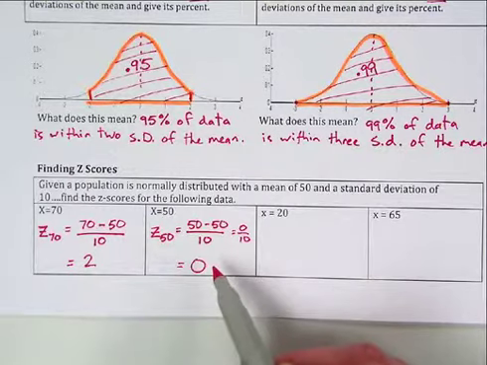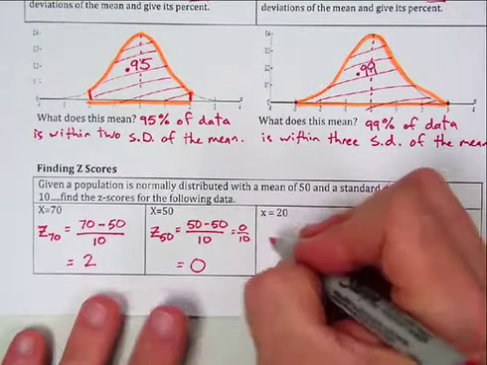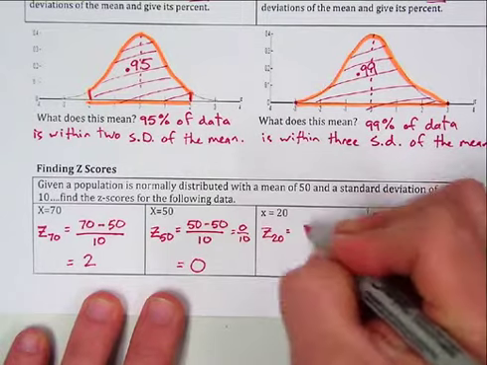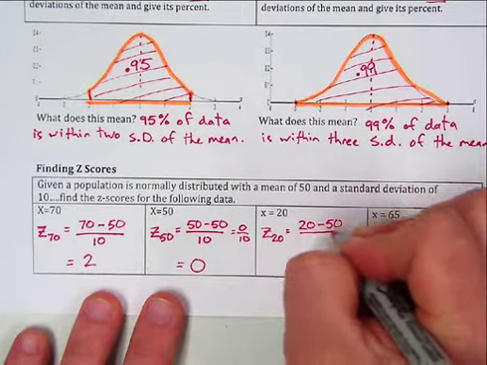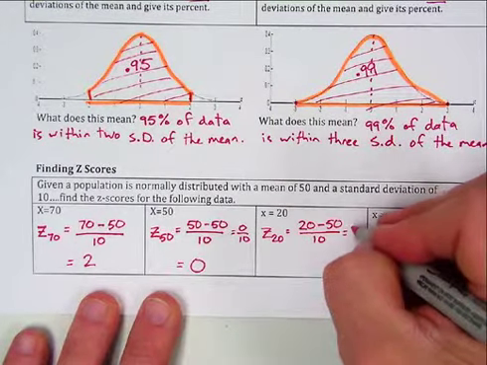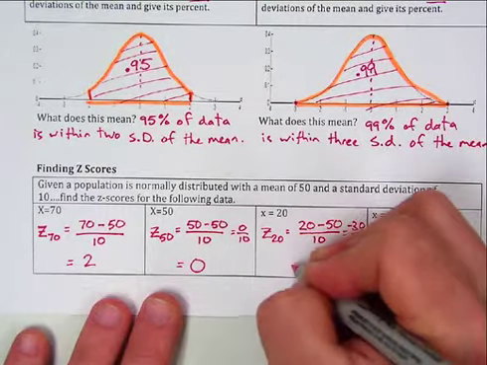All right, piece of data now is 20. Let's find its z-score. So z of 20 equals the piece of data minus the mean over the standard deviation. Now here we get negative 30 over 10, which is negative 3.